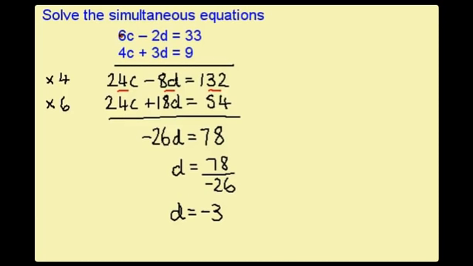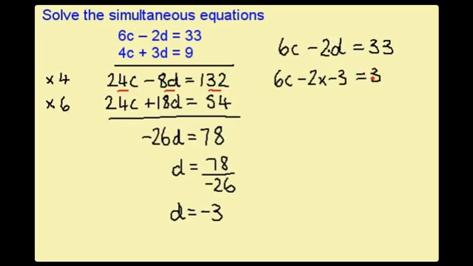We're going to start by writing out the first equation again. So 6c minus 2d equals 33. Now I need to remember that in between this 2 and a d, there's an invisible times sign. Now what I'm going to do is write it again, but remembering that d is minus 3. So I have 6c minus 2 times d, I know is minus 3, equals 33. I can then work this bit out.